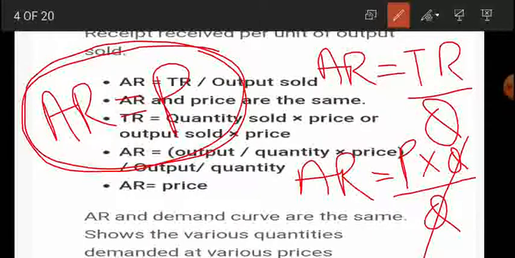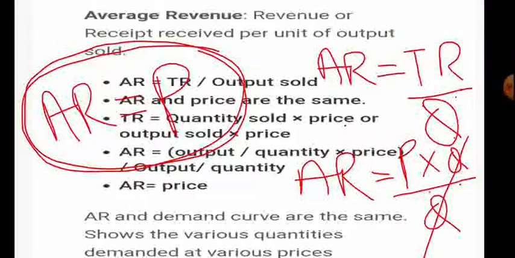Both are similar. Many times a 3-mark question comes, what is the relationship between price and average revenue, and find the relationship. You have to do it in this way. You will say AR is equal to TR by Q. We know TR is equal to P into Q. So substitute the value of TR as P into Q. On substituting, we will get the result AR is equal to P.